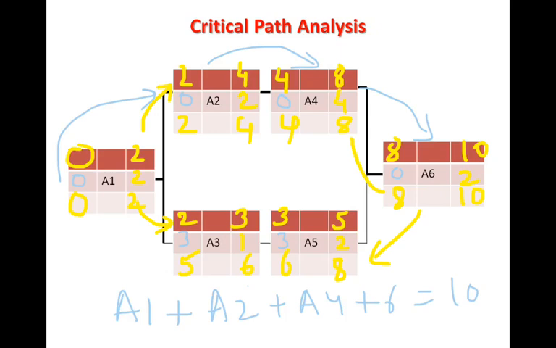Now further, we can reduce the timing of this project by crashing the activities on the critical path and increasing the cost by doing so. That we will study in the next lesson. So basically, we have learned today how we can calculate the forward pass and backward pass and determine the critical path, which determines the total project time.